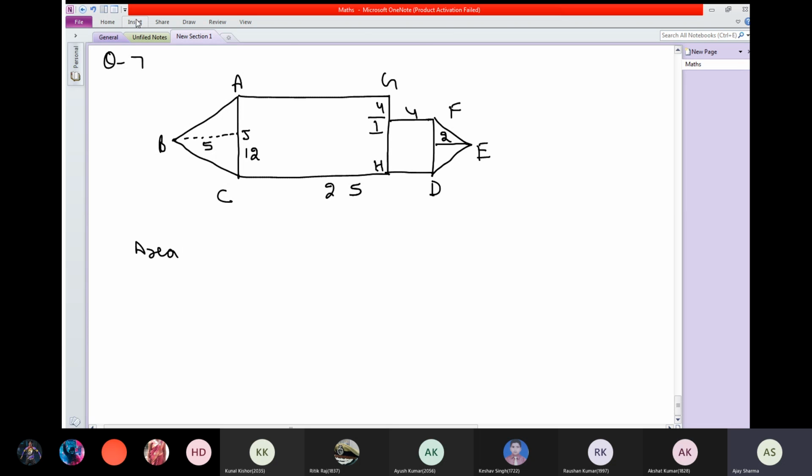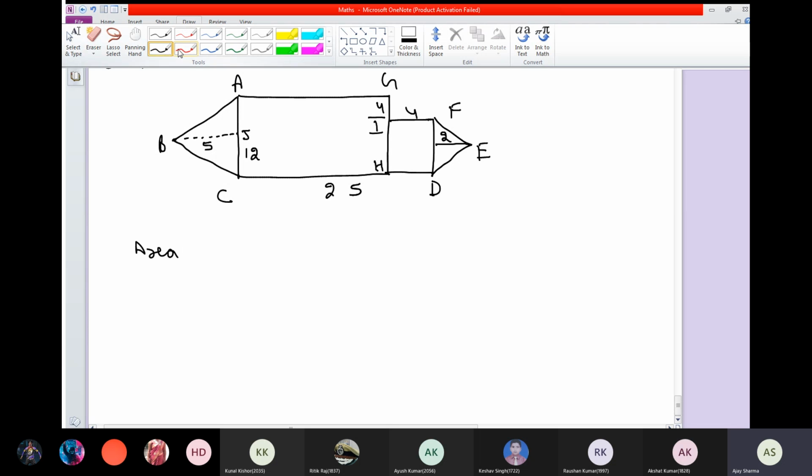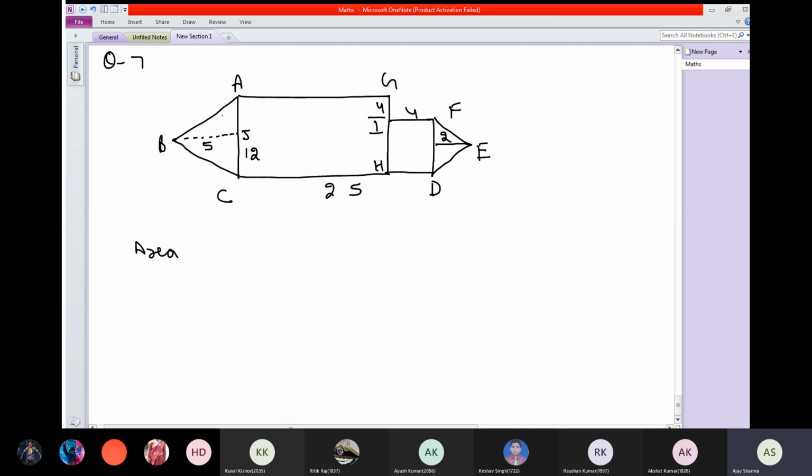That's okay. We are going to find the area of this given figure in 4 parts. First, the area of the triangle ABC, this one. Then the rectangle ACHG, this rectangle, then this rectangle, then the triangle. There are 4 parts, and we find the area of each part and then add them all. That is the area of the given figure.